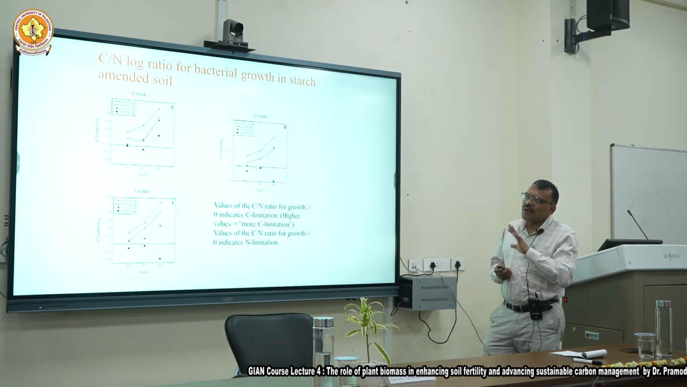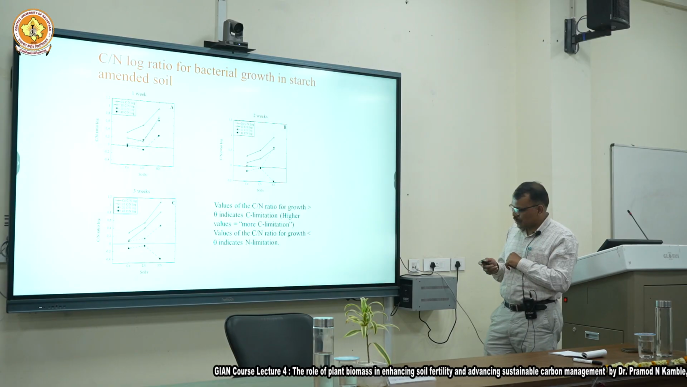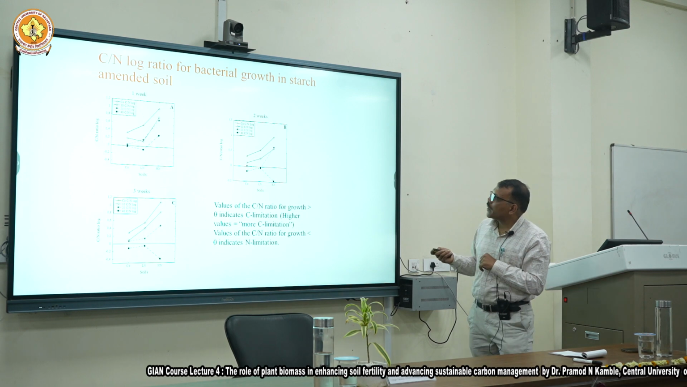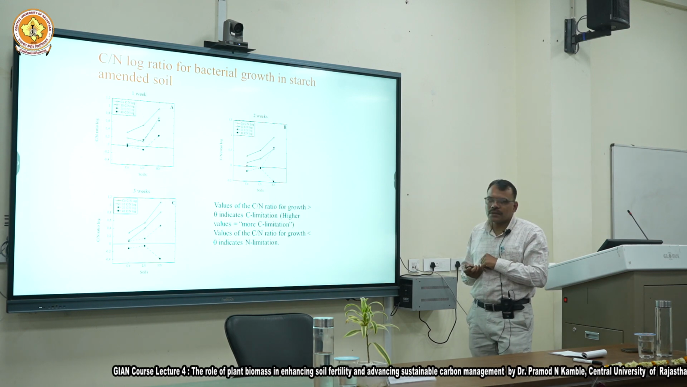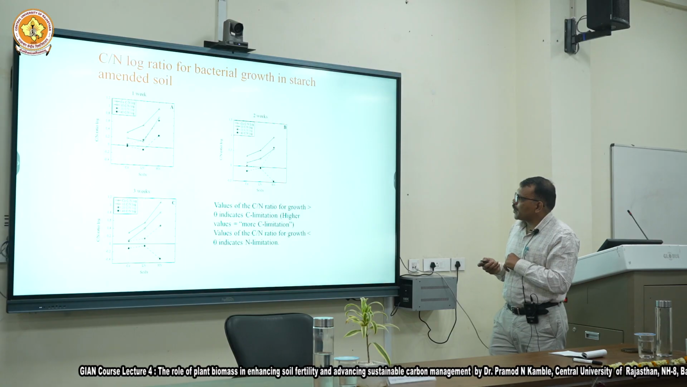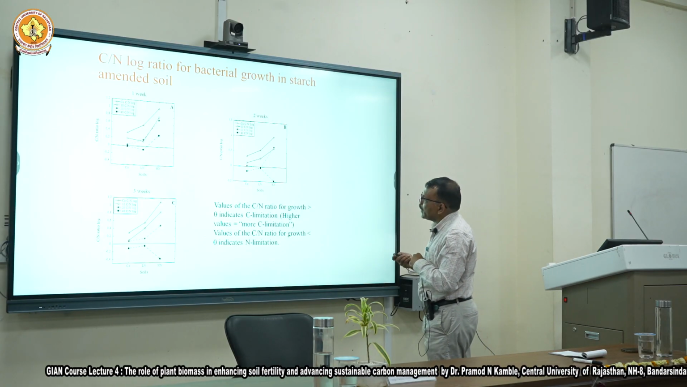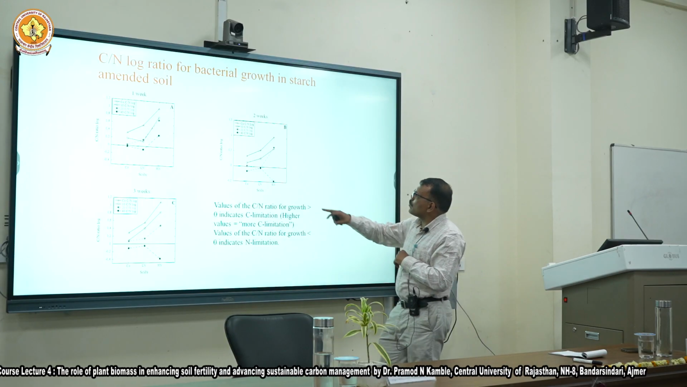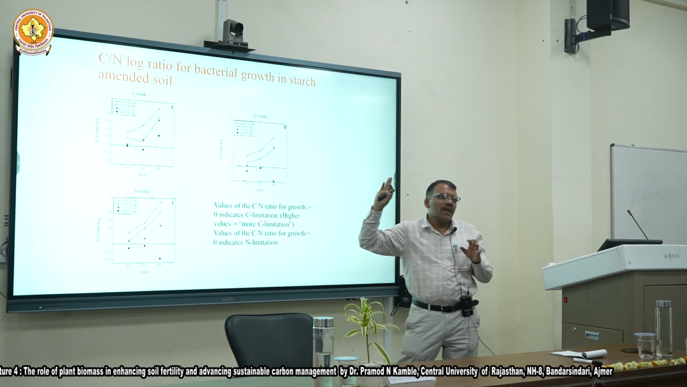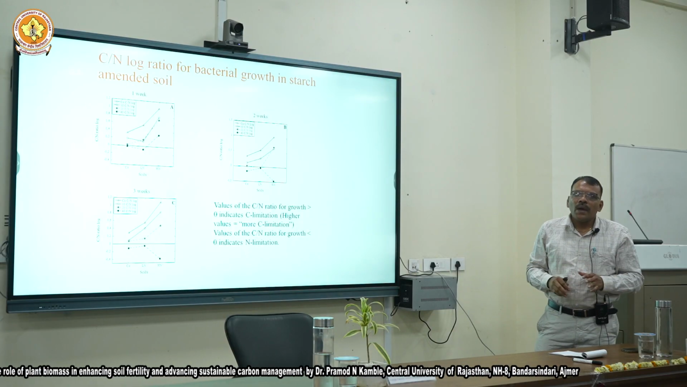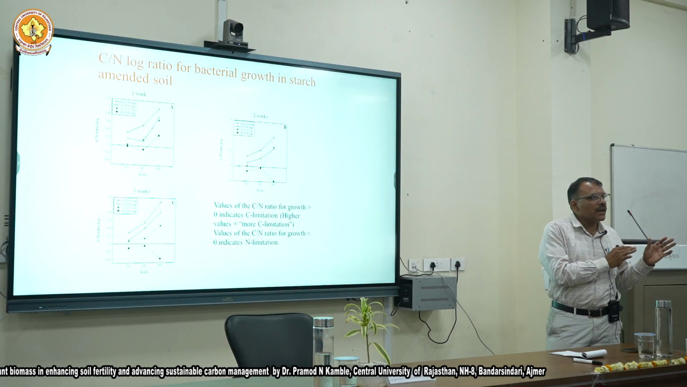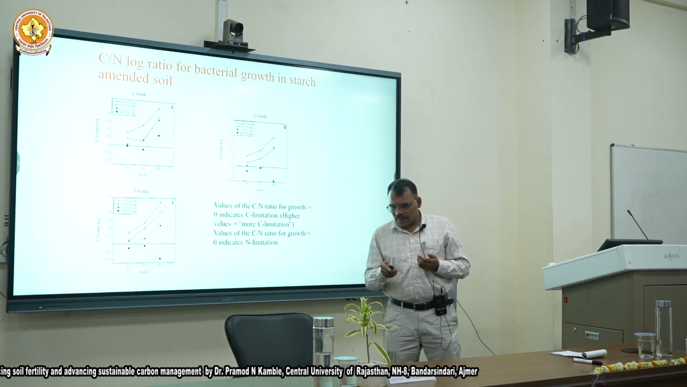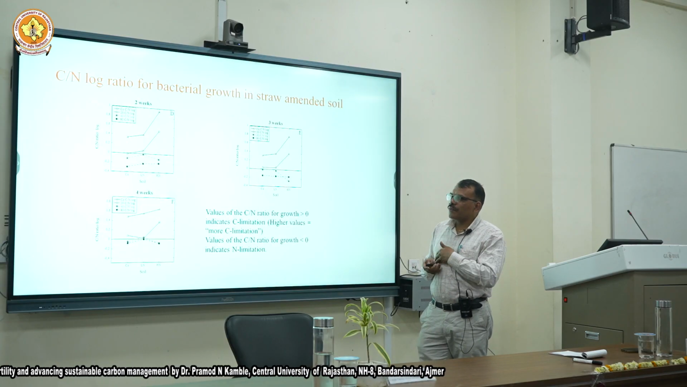A simplified way to look at how this mechanism happens: we have taken the log ratio of CN addition. If it is more than 0, it indicates C limitation, and less than 0 indicates N limitation. That means we were able to convert the soil from being C limited to being N limited after addition of the C-rich substrate, and the same for straw addition.